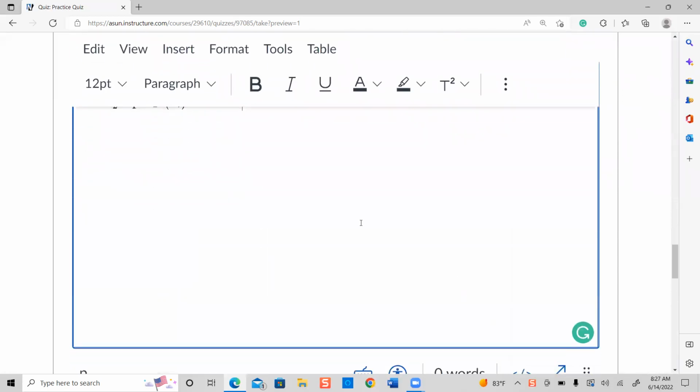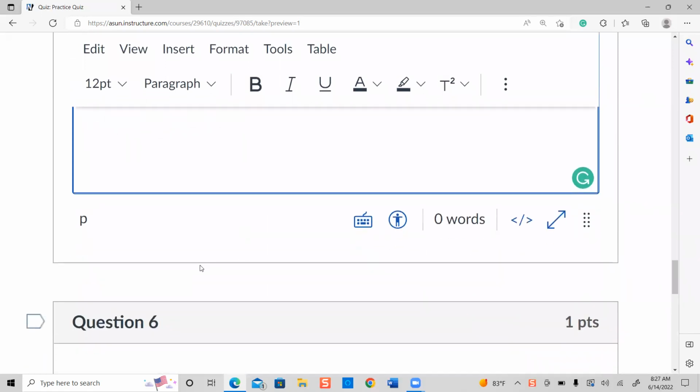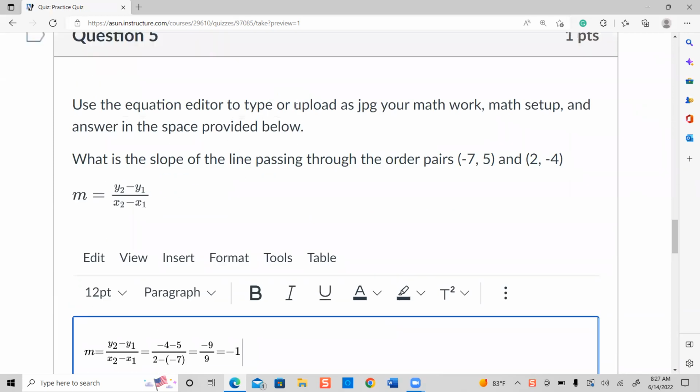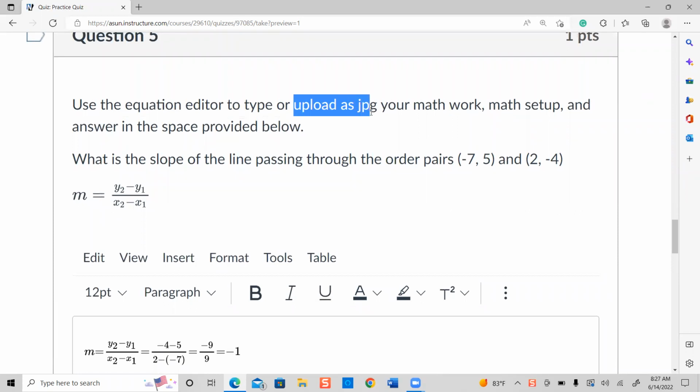But when we're done, we'll say done. It'll upload it, and then we'll move on to the next question. However, sometimes there's a lot more math going on. So we did our setup by plugging in what we knew for the formula. That showed the instructor, hey, I know what I'm plugging in. Your math may be wrong at the end, but it's letting them know you know the setup. Then I did my math by simplifying it down.